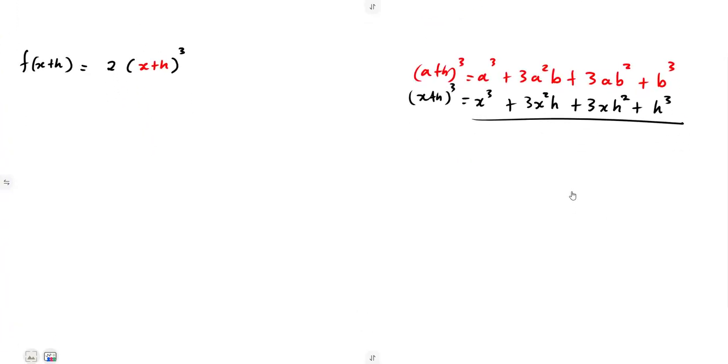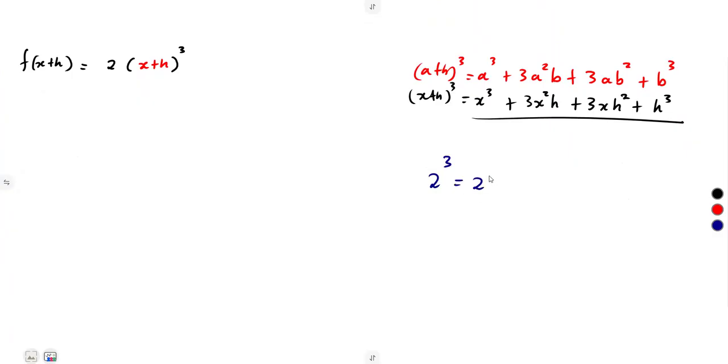To expand this, it simply means these are 3 brackets of x plus h. Just like 2 to the exponent of 3 means 2 times 2 times 2, a bracket of x plus h raised to the exponent of 3 means this bracket is going to multiply itself 3 times, like this.